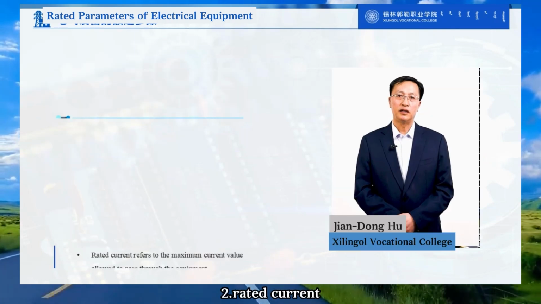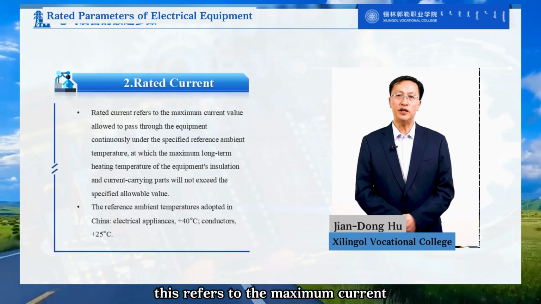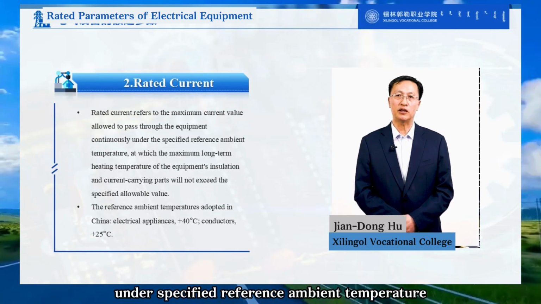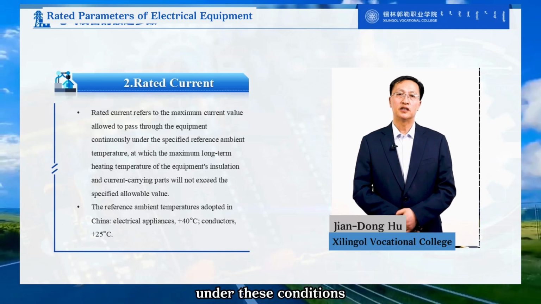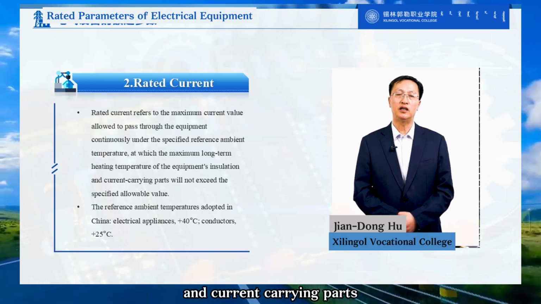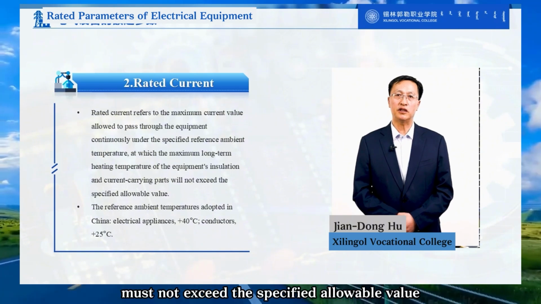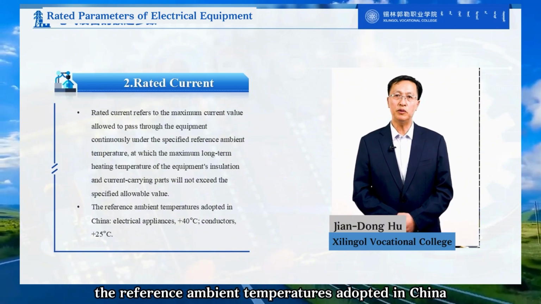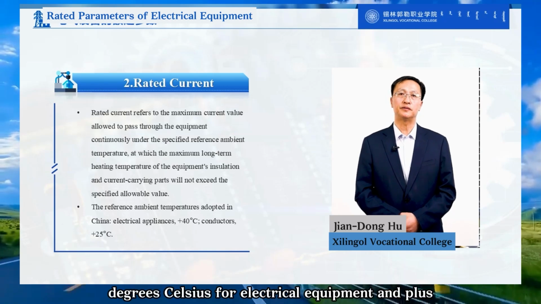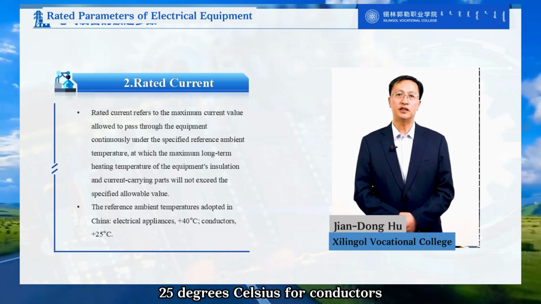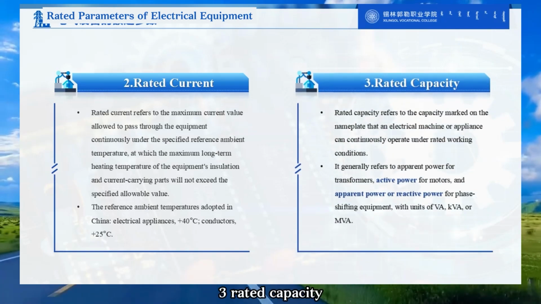2. Rated current. This refers to the maximum current allowed to flow through the equipment for a long time under specified reference ambient temperature. Under these conditions, the maximum temperature of the equipment's insulation and current-carrying parts due to long-term heating must not exceed the specified allowable value. The reference ambient temperatures adopted in China are plus 40 degrees Celsius for electrical equipment and plus 25 degrees Celsius for conductors.